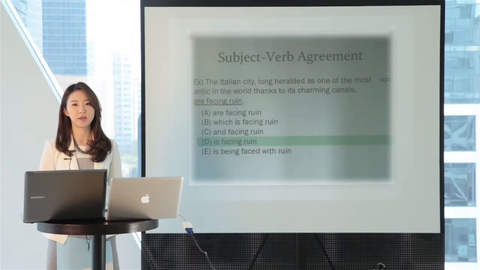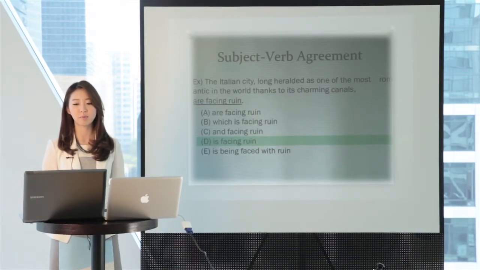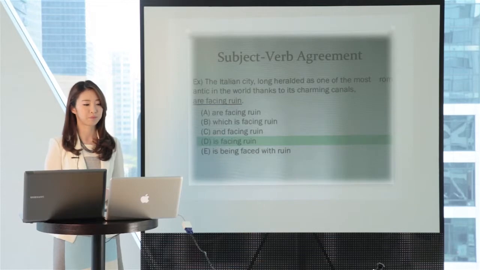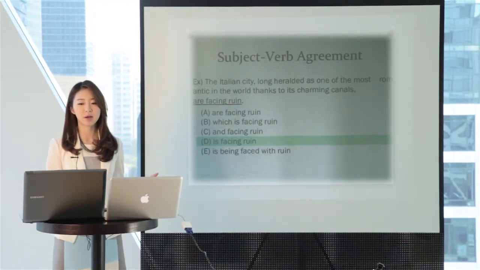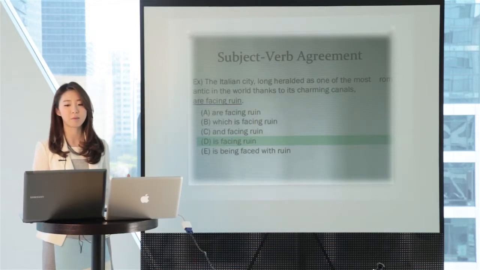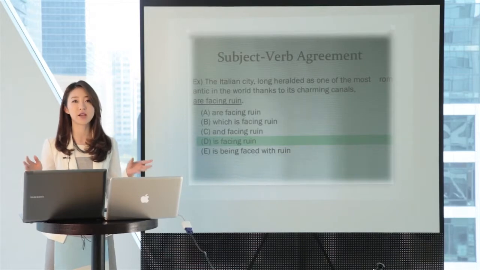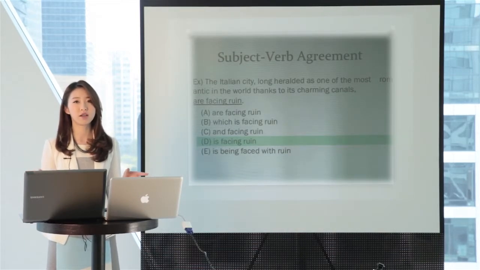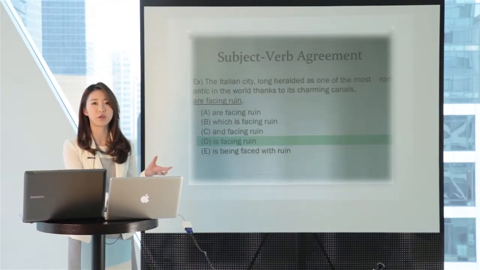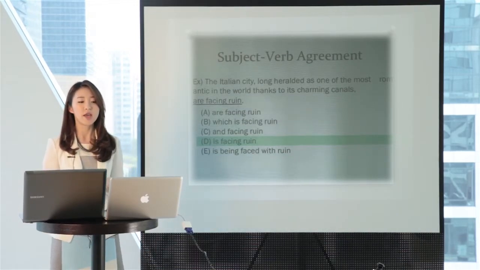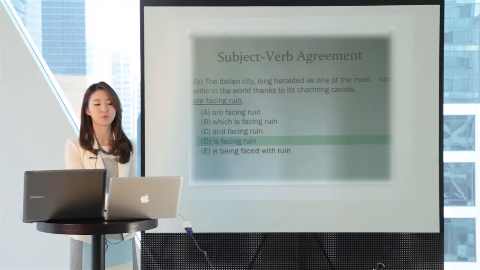The Italian city, long heralded as one of the most romantic in the world, thanks to its charming canals, are facing ruin. 자, 여기서 comma가 보이시죠? You see the comma after the city, and you see another comma after the word canals. 자, 여기 comma 사이에는 we call this an interjection 혹은 a non-essential clause. What this means is 이게 뭘 갑자기 이렇게 껴 넣는 건데 이거는 부연 설명을 해주기 위해서, in other words, to modify, 수식을 해주기 위해서 이렇게 넣은 수식 부분이에요.